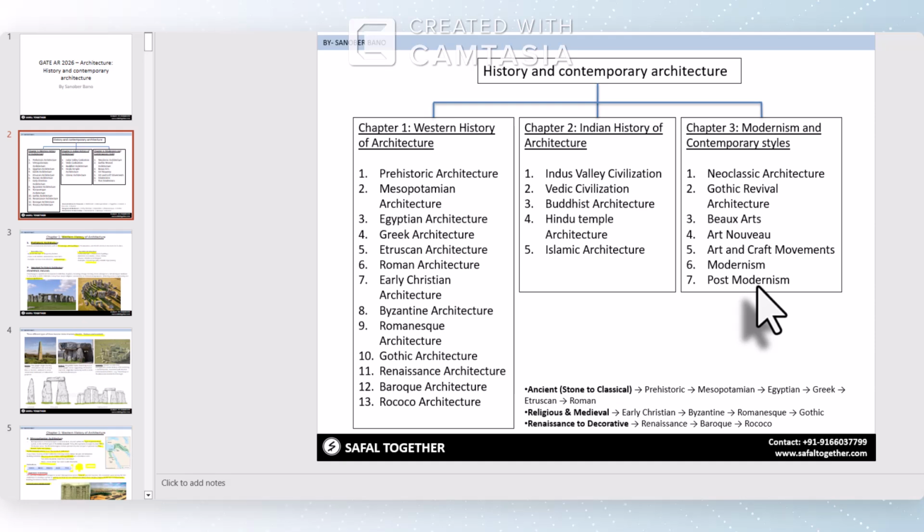Use flow diagrams like this one. Understand defining characteristics, materials and examples. In my course at Safal Together, I'm not just teaching individual styles, I'm teaching the evolutionary logic behind them. That's why our students retain it more efficiently and score higher.